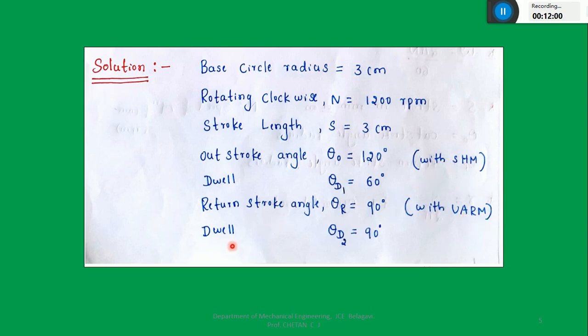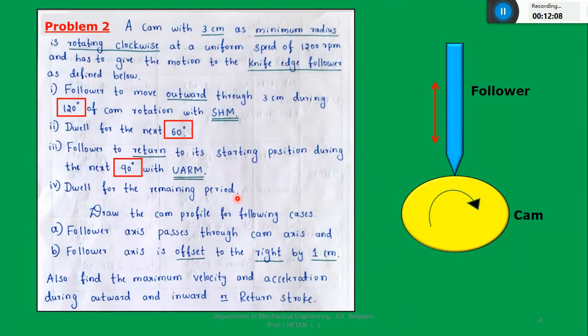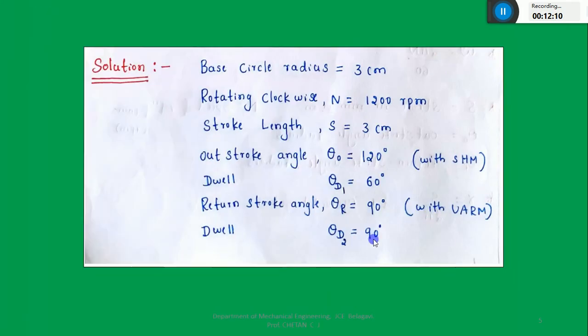And after that, the second dwell angle, theta d2, is 90 degree. This is not given directly. They are saying that there is a dwell for the remaining period. It means the total is 360. So 360 minus 90 minus 60 minus 120, the remaining is nothing but 90 degree. For the last 90 degree, there is a dwell of the follower.